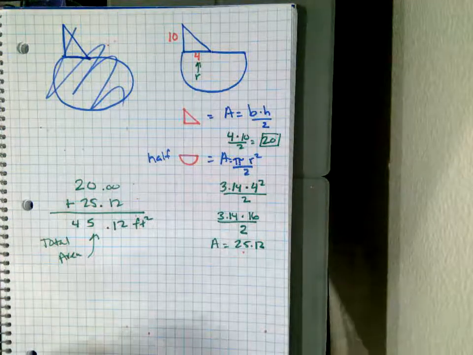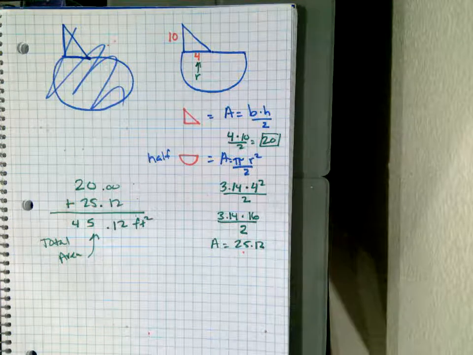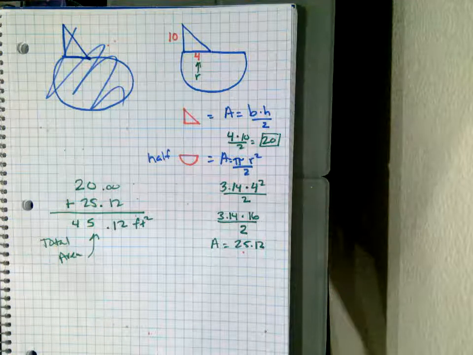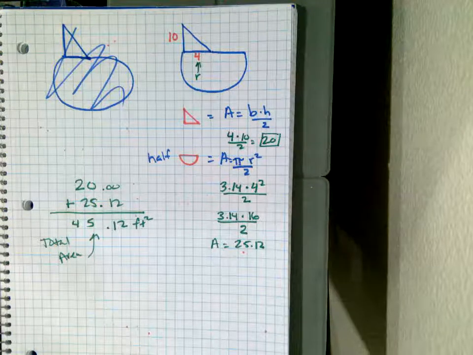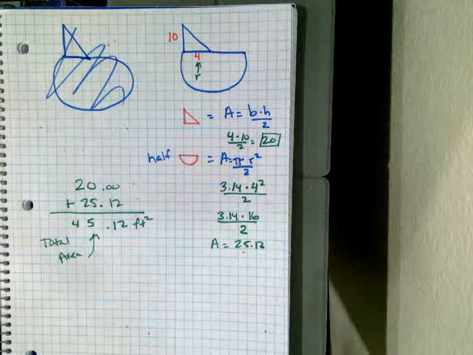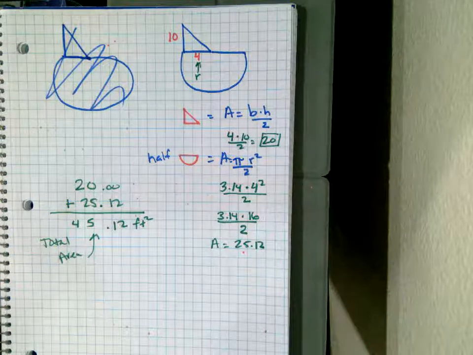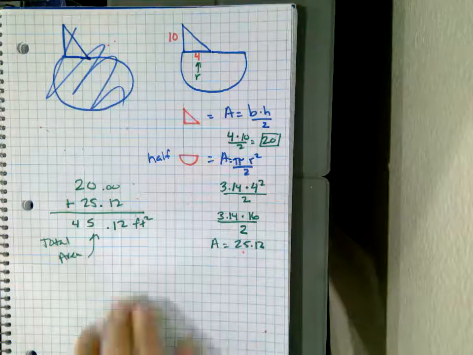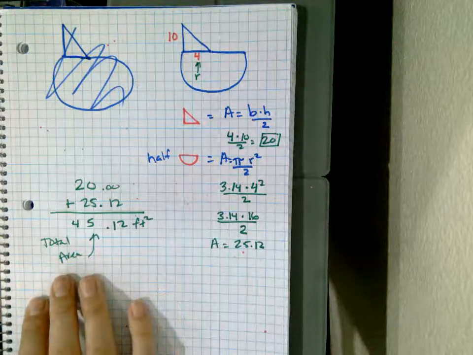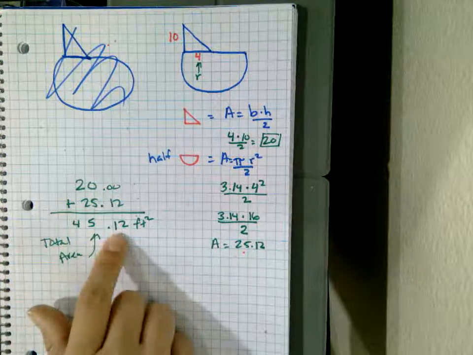So this is called compound area or complex area or complex figures. I call it compound because you have two shapes that are mushed together. They make a different shape, so they're compound together. And then you'll find the total area. Okay, so the total area here would be 45.12.